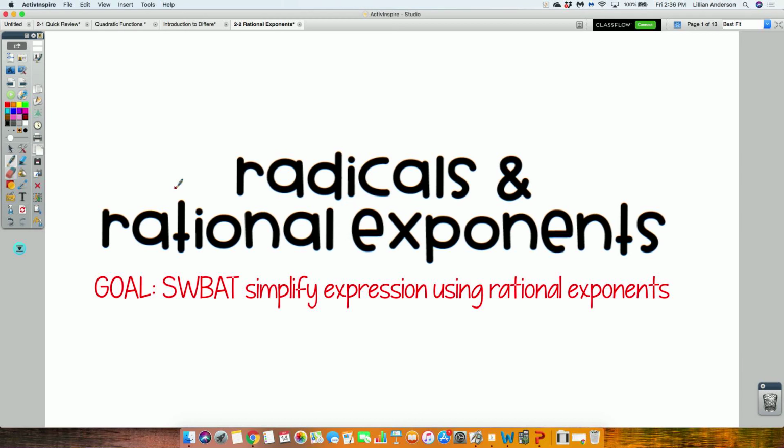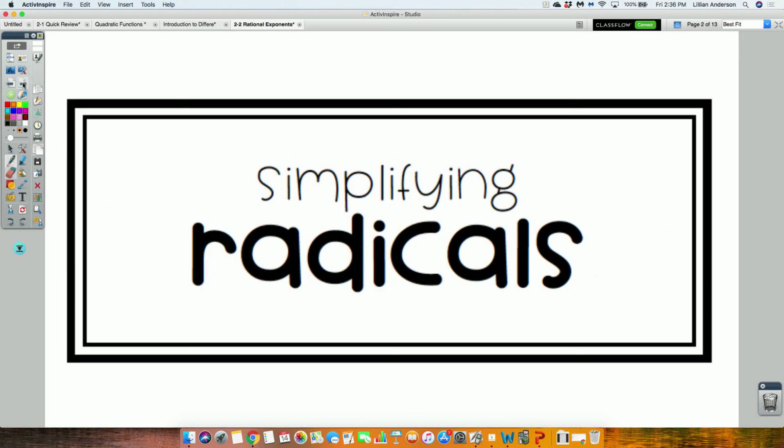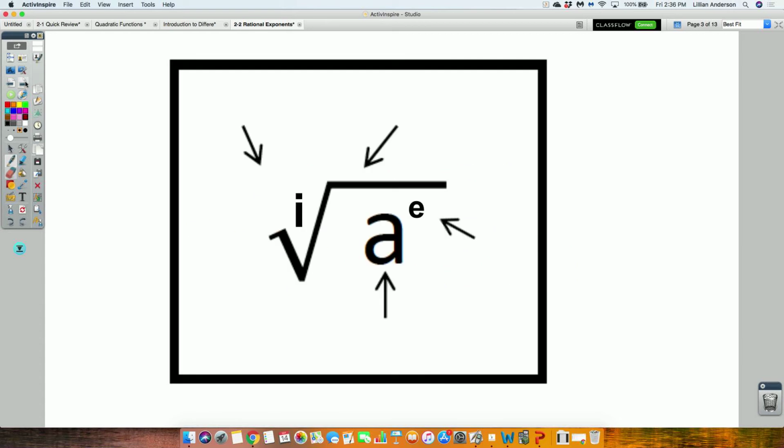So again, today we're talking about radicals and rational exponents. You guys are going to learn how to use rational exponents to simplify different types of expressions, okay? So go ahead and open up your first flap of simplifying radicals. And inside you'll see some blanks, yes?